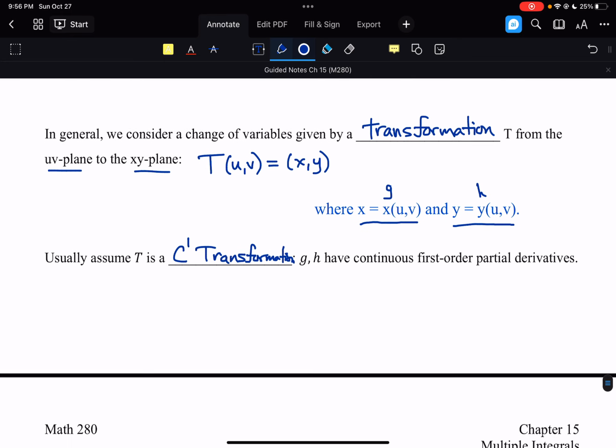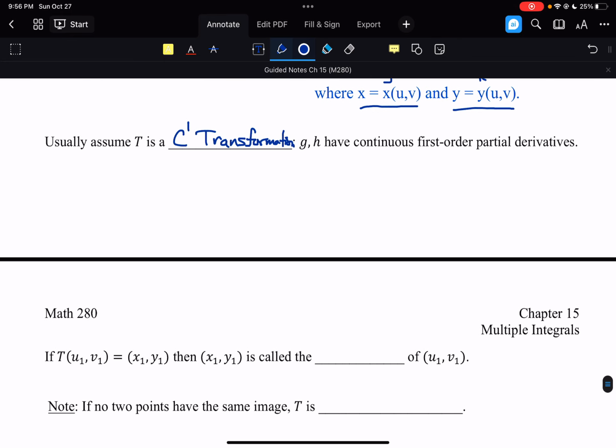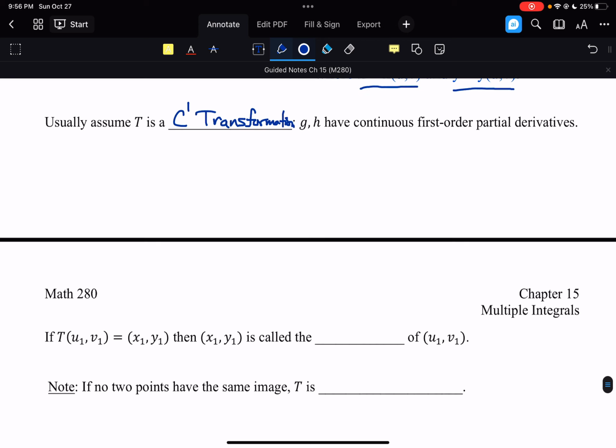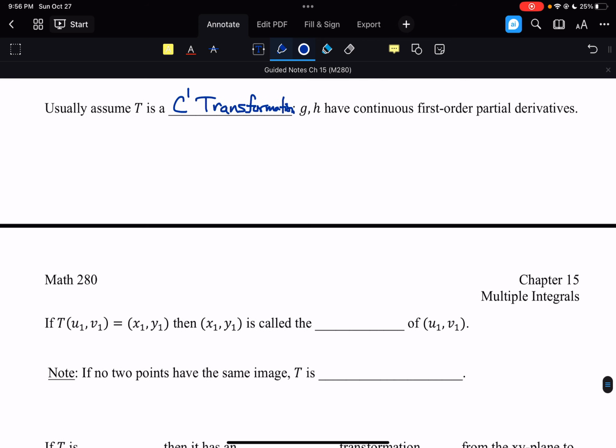If we perform this transformation, so T of u1 v1 equals x1 y1, x1 y1 is what we call the image of u1 v1. So if you think about this in terms of, think like an actual image. Like if I take a picture of something, right? So I've got all these people standing here, excited to take a picture. You take a photo of them.